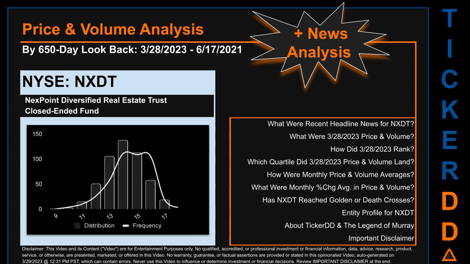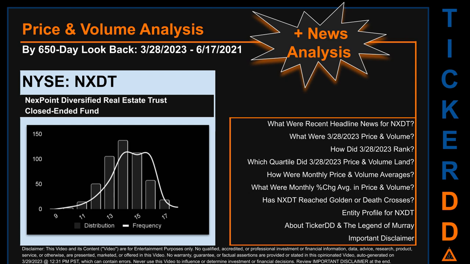Looking back 650 calendar days from Tuesday, March 28, 2023 to Thursday, June 17, 2021, we found 448 applicable trade dates for use in our analysis. The chart shown on this page is our initial attempt at studying the price for NXDT after dynamically normalizing price distribution across those discovered trade dates.